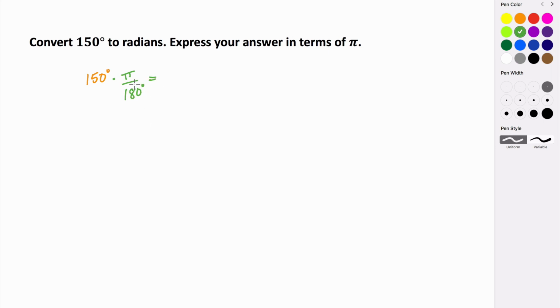So when we do this, we end up with 150 pi over 180, but we can do some reducing here. So first we know that both of these are divisible by 10, so we end up with 15 pi over 18. And I think we can do some further reducing because both of these, I believe, are divisible by 3. So if I divide 15 by 3, I get 5, so 5 pi. And then 18 divided by 3 is 6, so I end up with 5 pi over 6. So 150 degrees is equal to 5 pi over 6 radians.